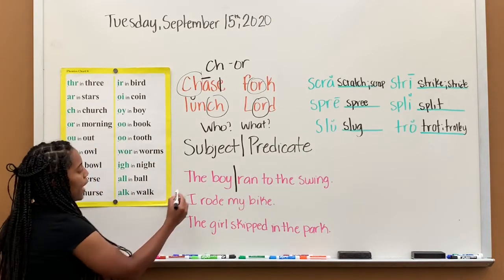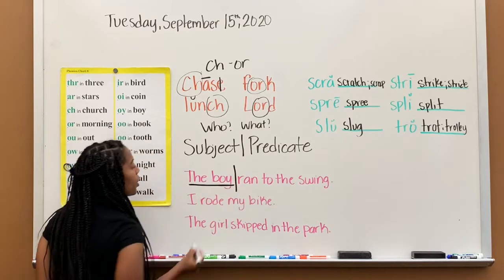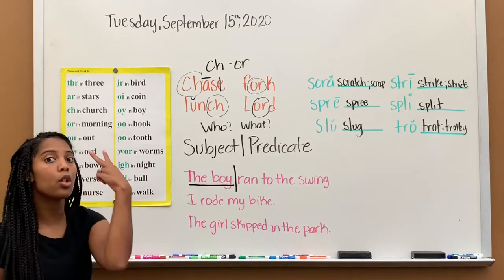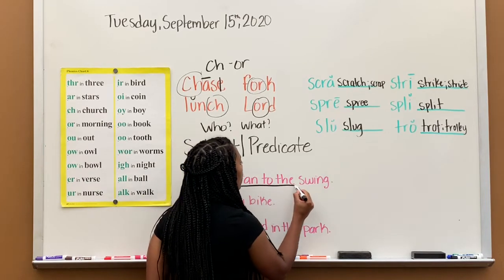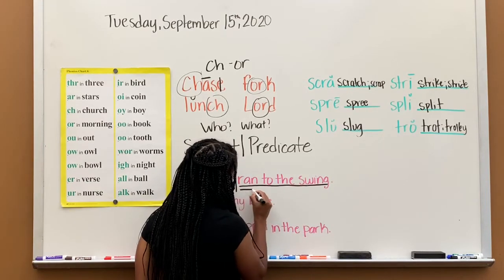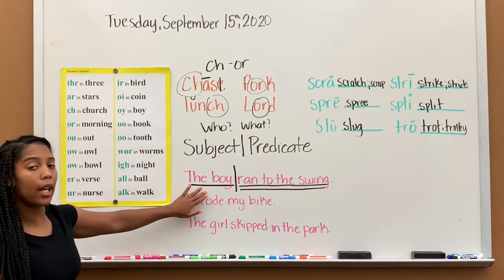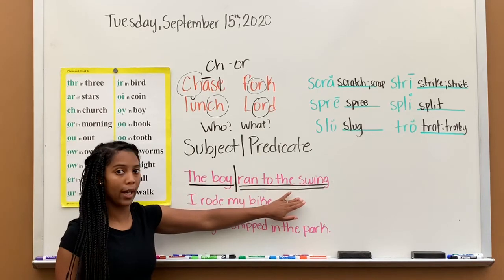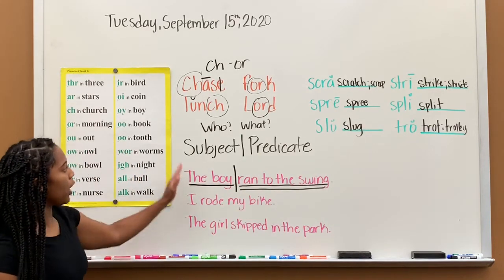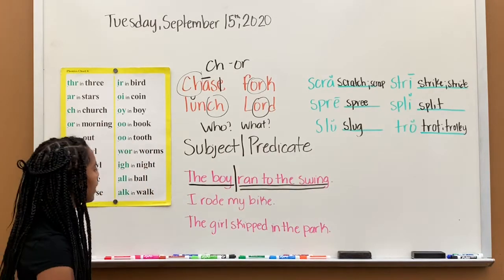How we identify it is we underline the subject once, the boy, but we underline the predicate twice. The book will ask you to do this, and guess what? You will have to do this on one of your phonics tests. So, the subject is underlined once, and the predicate is underlined twice. The boy was my subject, predicate was ran to the swing. Let's look at the second one.